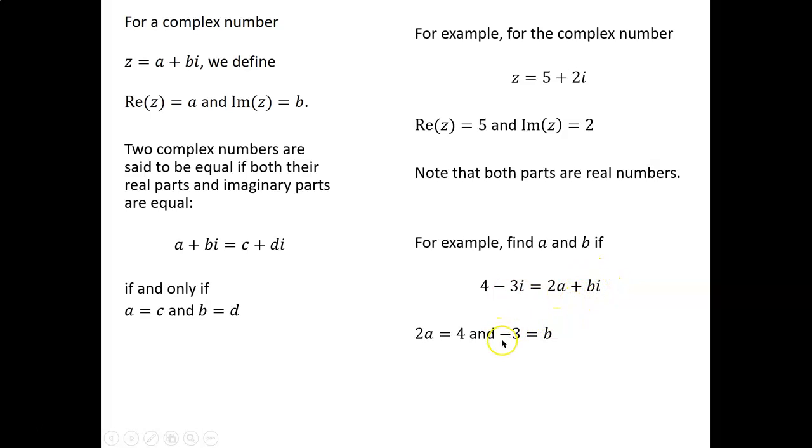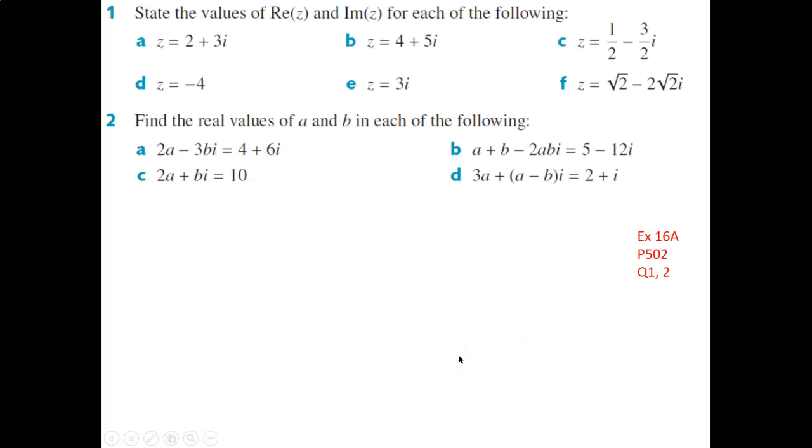Then I can, well, the b is already solved for. I can solve for a to get a equals 2 and b equals -3. Pause the video now while you have a go at questions 1 and 2 from exercise 16a. And here are your answers.